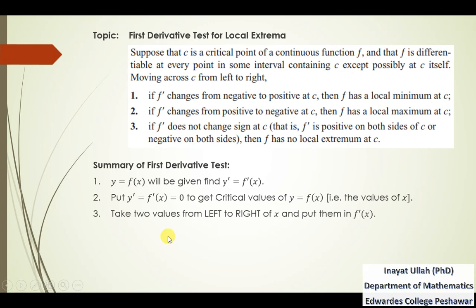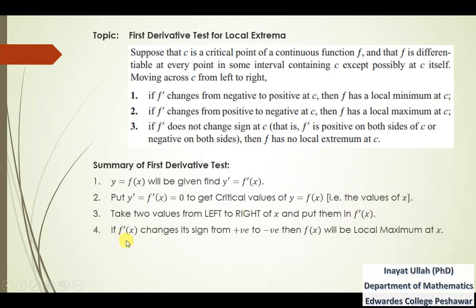Now thirdly, this step is very important. Take two values from left to right of x. Those values of x which we have obtained from this second step, we will take the value of x and go to the left and to the right of that x and put these two values in the first derivative of the function.